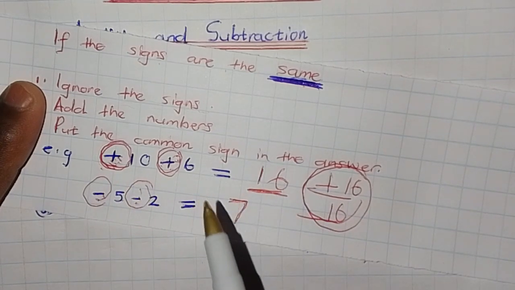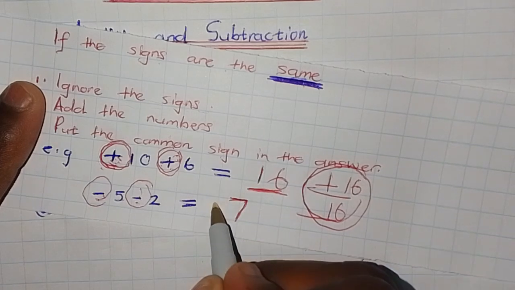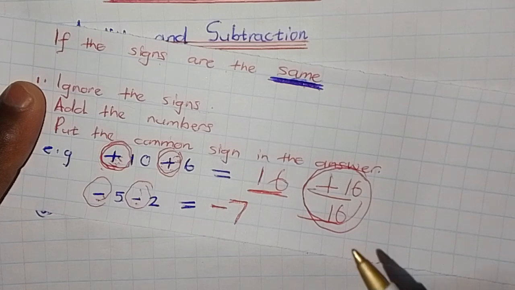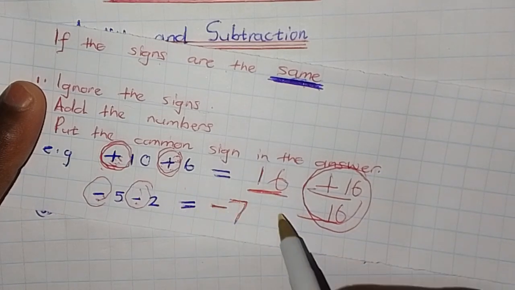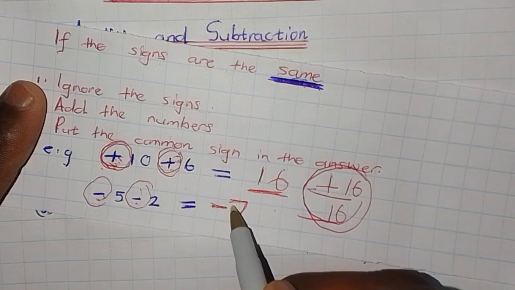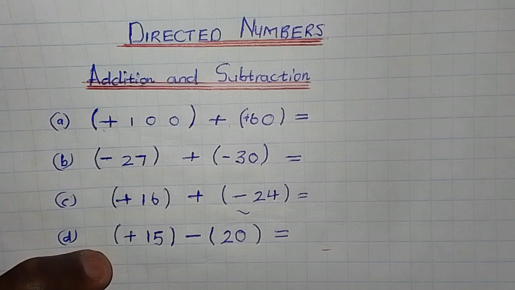Now you have to put the negative sign in your answer. Please do not leave it as 7. You have to show the negative sign here. Now we have our answer as negative 7. You can't leave it as just 7. You have to put the negative sign to show that this is negative. Now let's look at the next scenario.